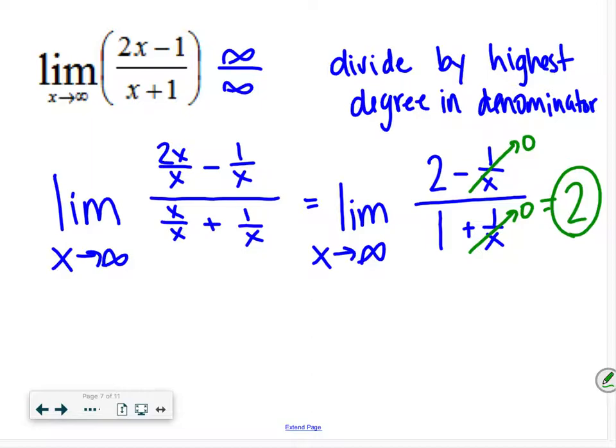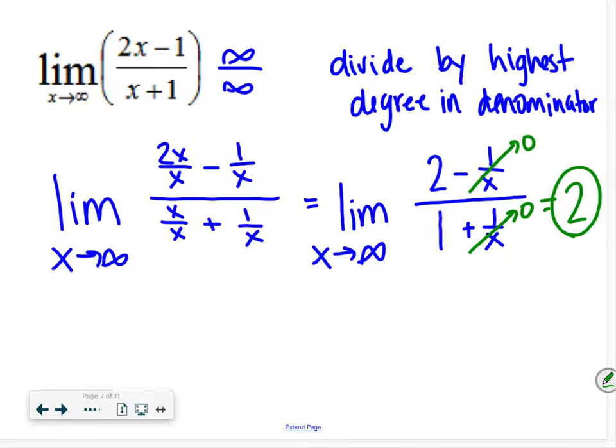Cool. Yeah, take a step back. How did you get to this? This is basically a trick that I am giving you. If you have a rational expression and the limit is towards infinity, take the highest degree in the denominator and divide numerator and denominator by it. We can finagle it to where we can use this rule and determine what's left over.